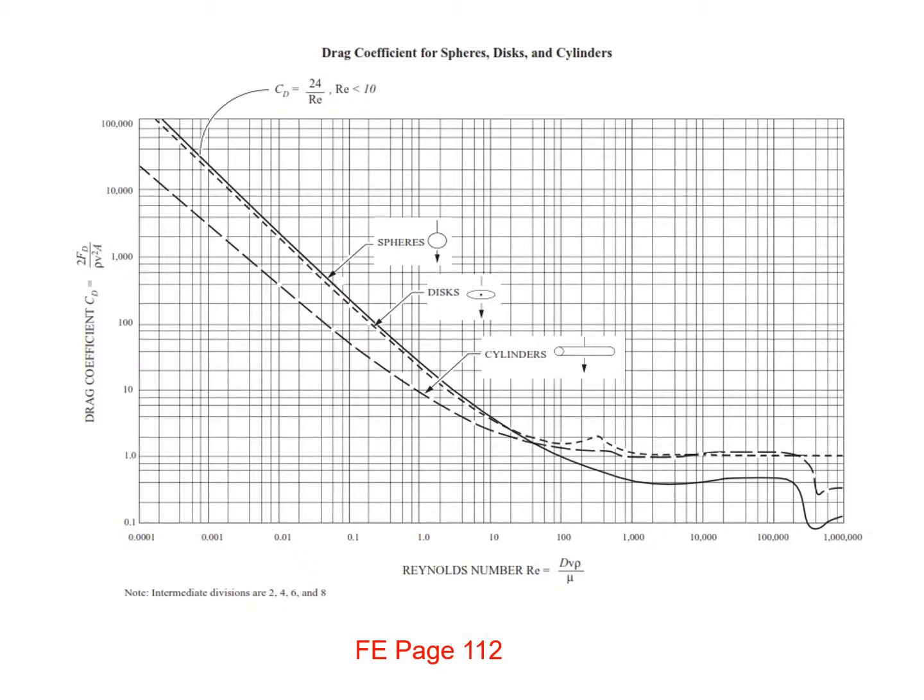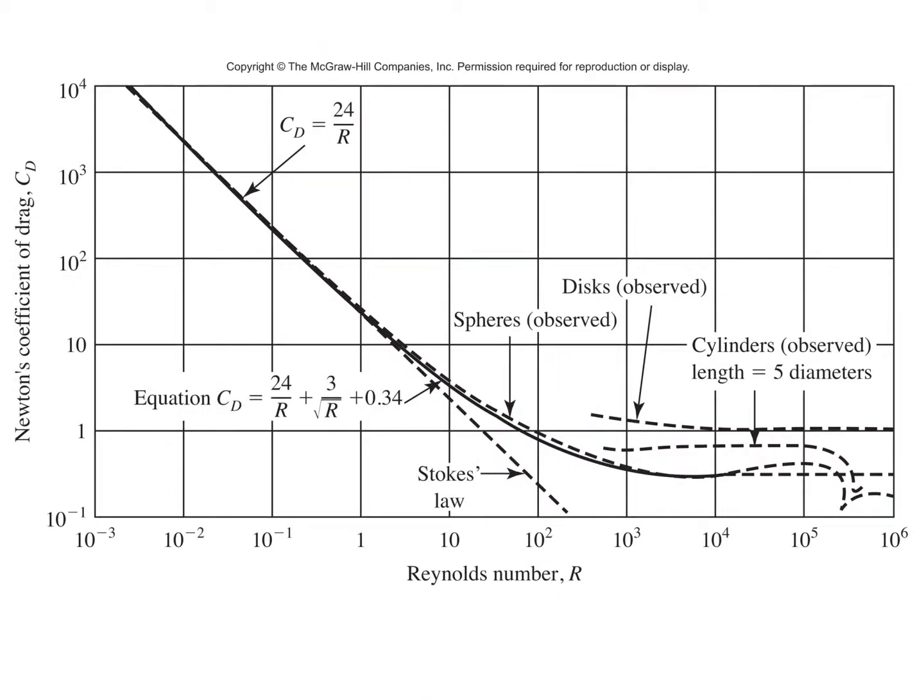manual, the property of water. And then on the y-axis, that is drag coefficient, CD, and on the x-axis, this is d v rho over mu, that's Reynolds number. You can find for cylinders, for disks, and spheres. So for spheres, disks, and cylinders, you can find a drag coefficient. So again, Reynolds number versus CD.